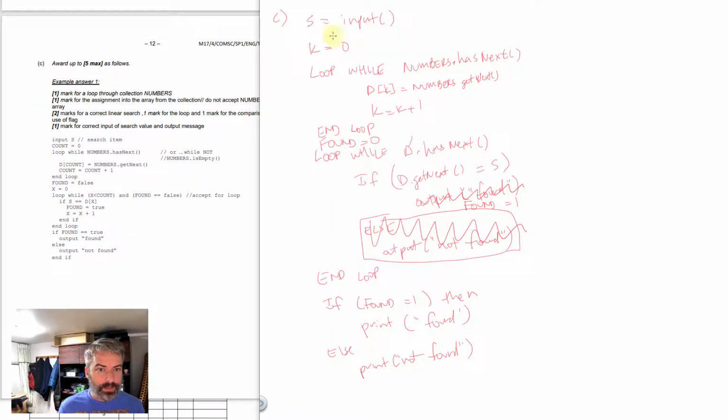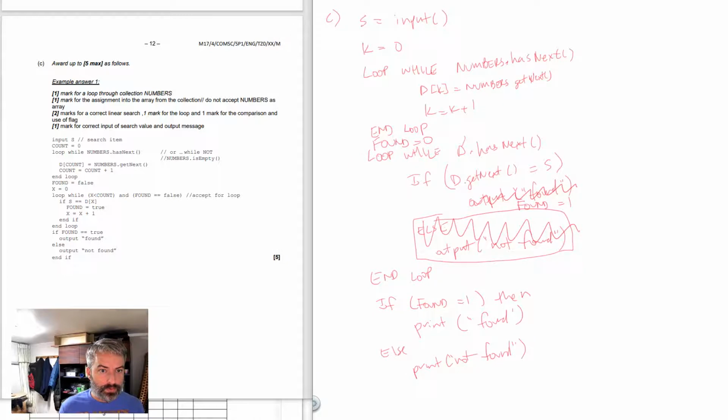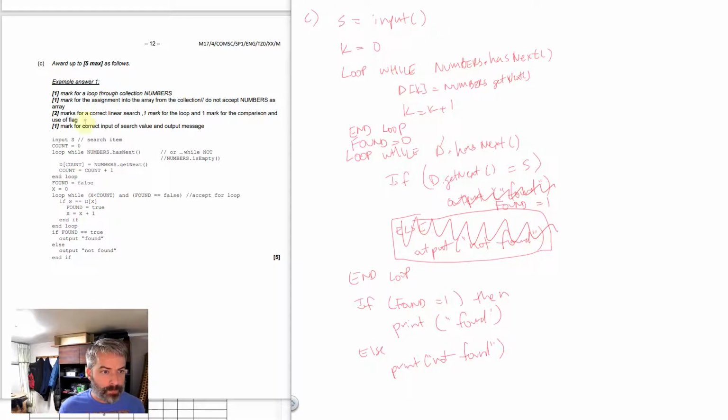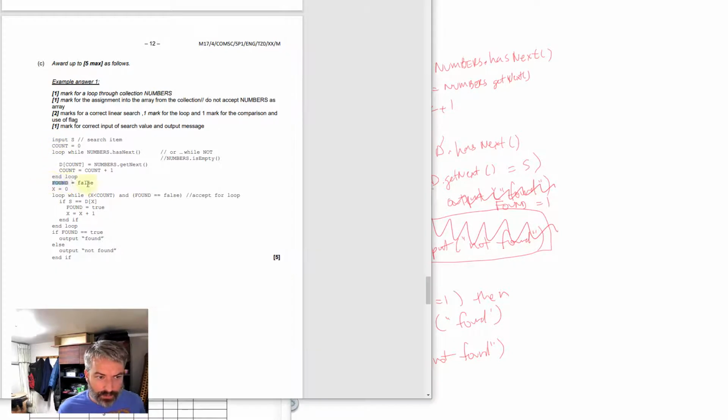All right, let's take a look at the answer here. Let's scroll over a little bit. Okay, so we're taking the input. They're doing count in here. Yeah, so this is basically identical to what I've done here. Great, good for me. And they are going to do what I did: found is equal to false.